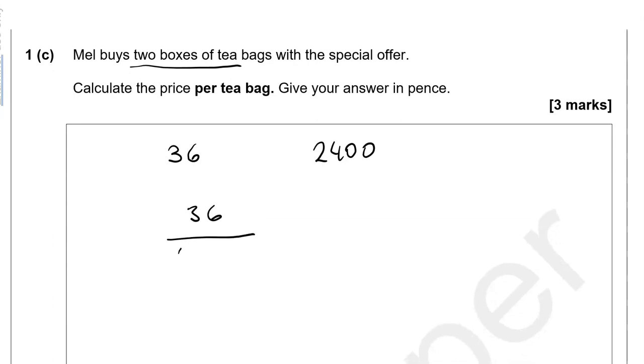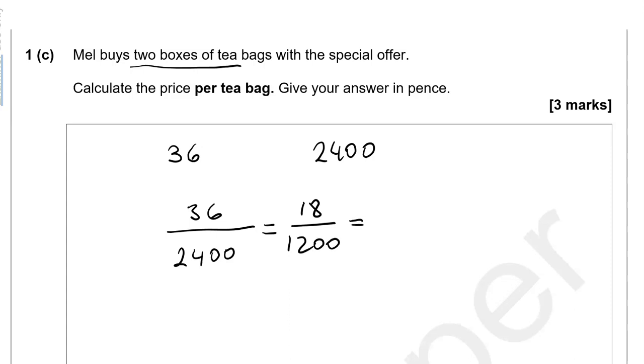It's easier to do it this way by converting it into a fraction. So 36 over 2,400. I can divide both numbers by 2 to keep the fraction the same. So 36 divided by 2 gives me 18. 2,400 divided by 2 gives me 1,200.